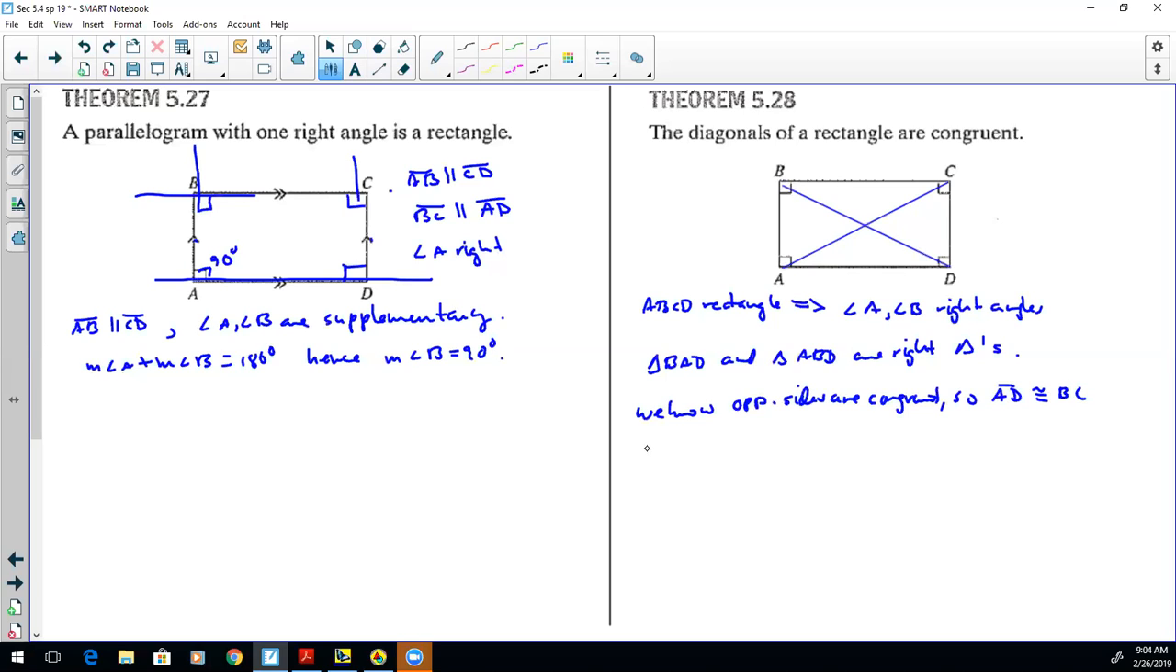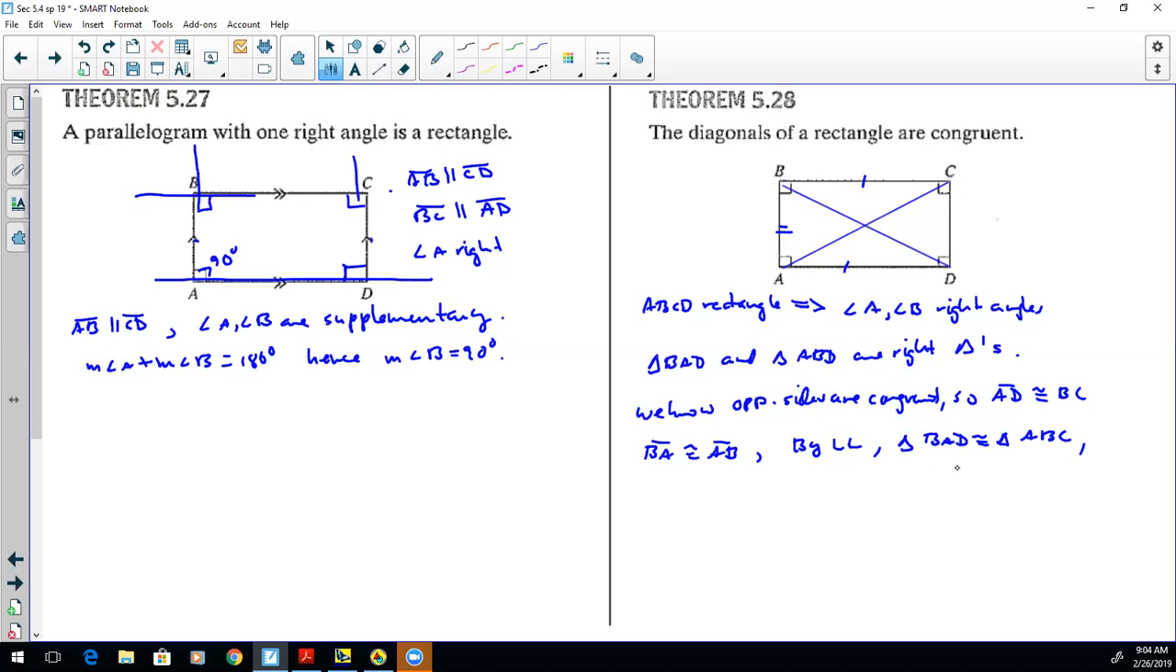And since BA is congruent to AB, in other words, this segment is congruent to itself, that's a reflexive property. Then we have, by LL, this leg is congruent to that leg. This leg is congruent to itself. Then I have the right triangle BAD is congruent to the right triangle ABC.